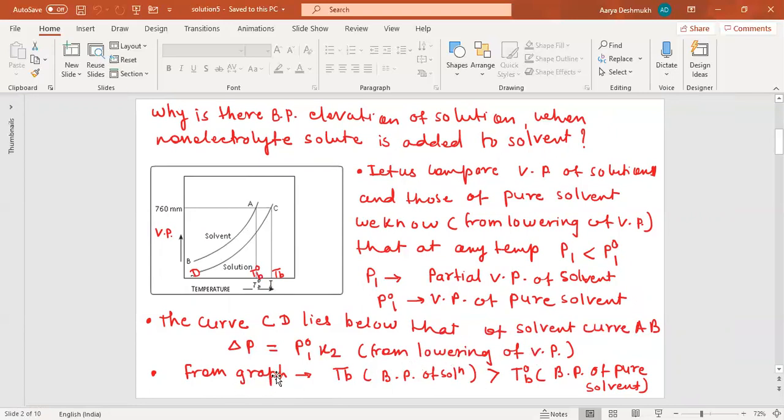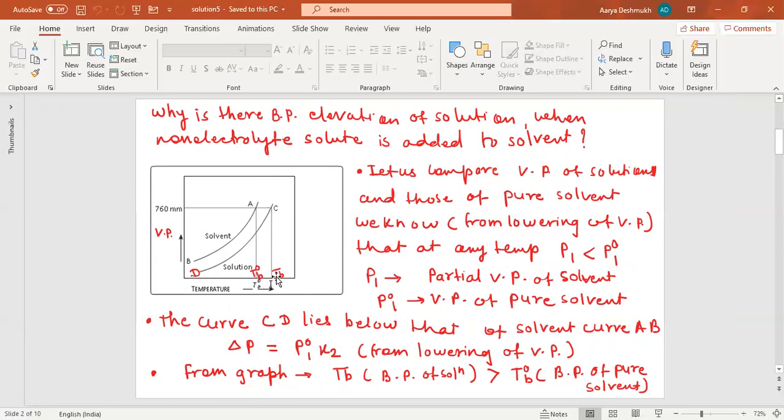From the graph, if you look at this point A, on the x-axis this is the temperature. So this corresponds to the solvent, means this is the boiling point of the pure solvent here. And this point C corresponds to the boiling point of the solution, from the curve CD. So this is TB and this is T naught B. So this TB is greater than T naught B here.